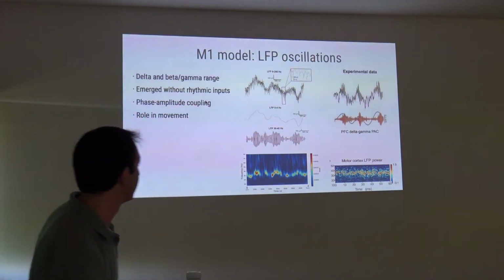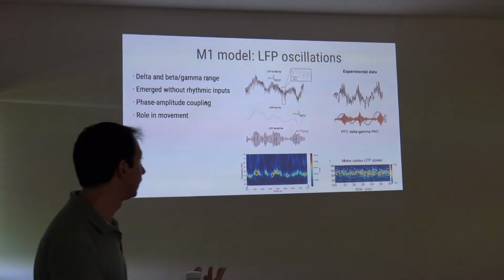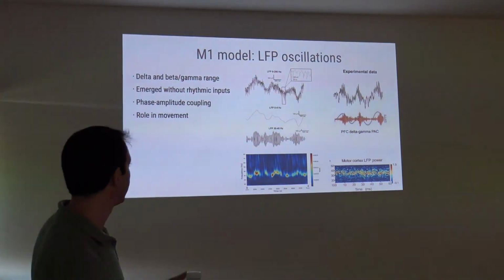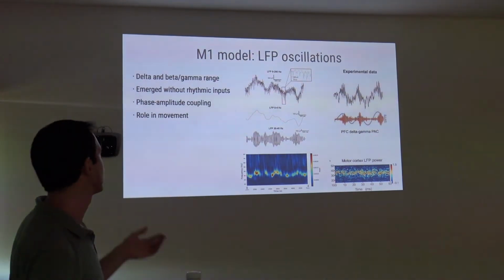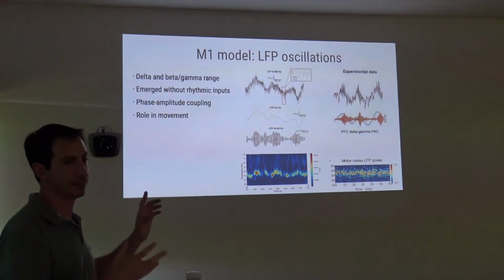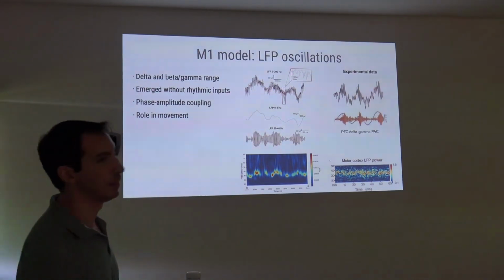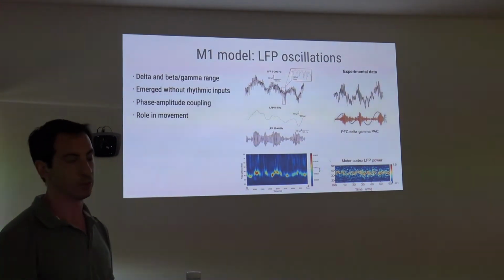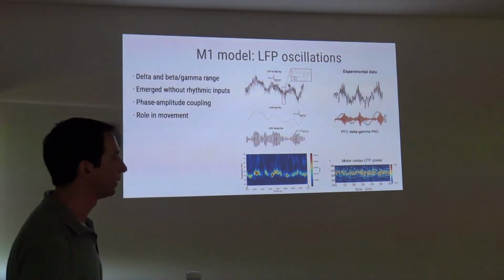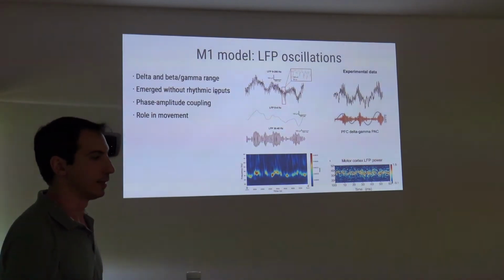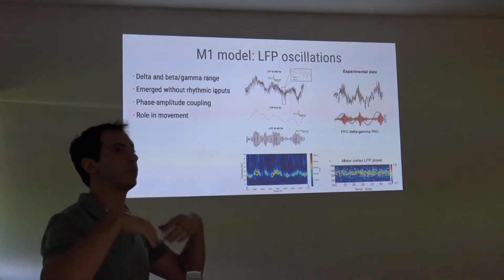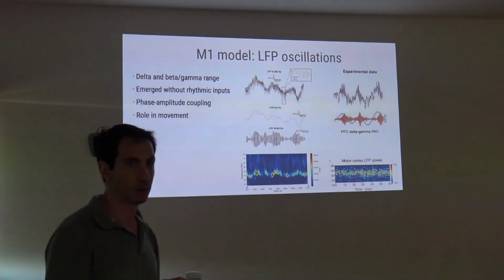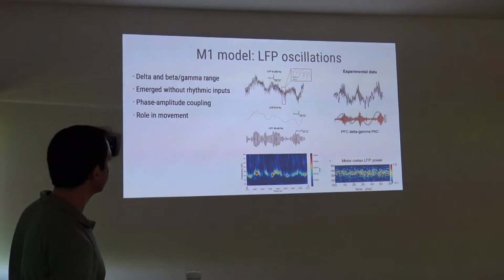So this was interesting because we didn't really enforce any oscillatory activity, but from the model we saw these emerging oscillations in the delta, which is about 0 to 4 hertz, and the beta-gamma range between 25 and 40 hertz. And that is actually what you observe also in the real cortex. And we didn't put any oscillatory inputs into the network.